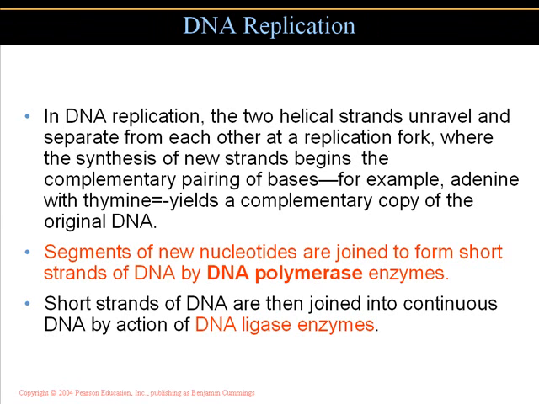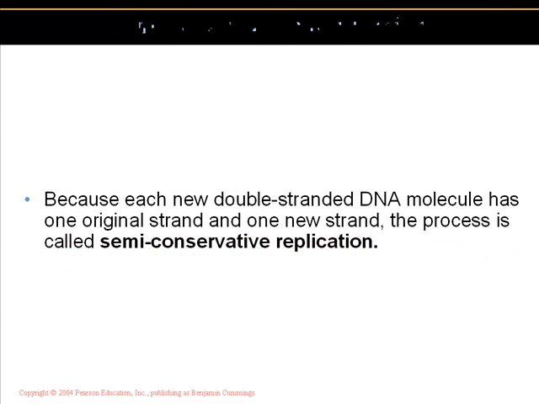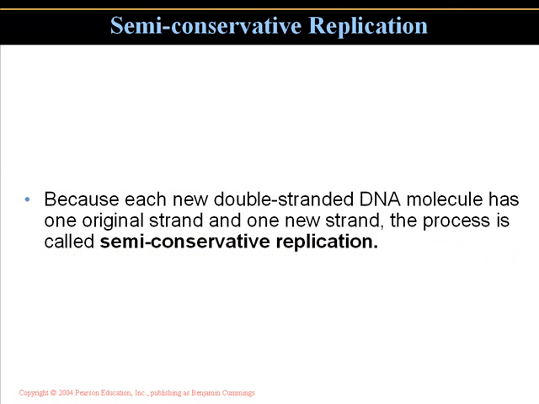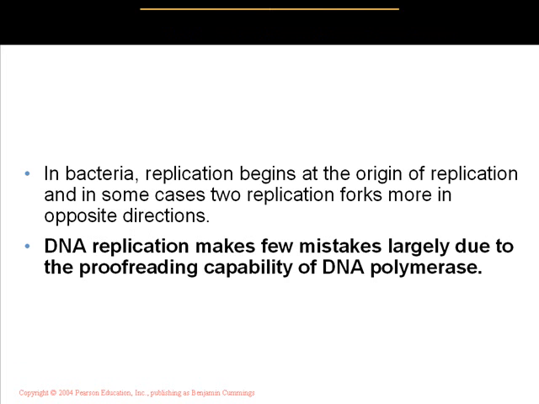Short strands of DNA are then joined in a continuous DNA pattern. This is by the reaction of DNA ligase enzymes. So a number of enzymes, which are proteins, remember, are involved in this process. It's considered a semi-conservative replication process because each new double-stranded DNA molecule has one original strand. One of the strands is new, the other one is the original strand, thus referred to as semi-conservative replication.